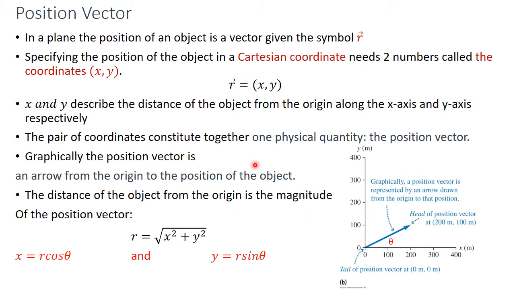The relation between these 2 notations: r is equal to the square root of x squared plus y squared. This comes from the Pythagorean theorem because the Cartesian coordinate system always has a right angle. The x coordinate is related to the magnitude of r multiplied by cosine theta, and the y component is r sine theta. We used cosine for x and sine for y because in this example the way we measure theta is with the x-axis. So x is the adjacent and y is the opposite.